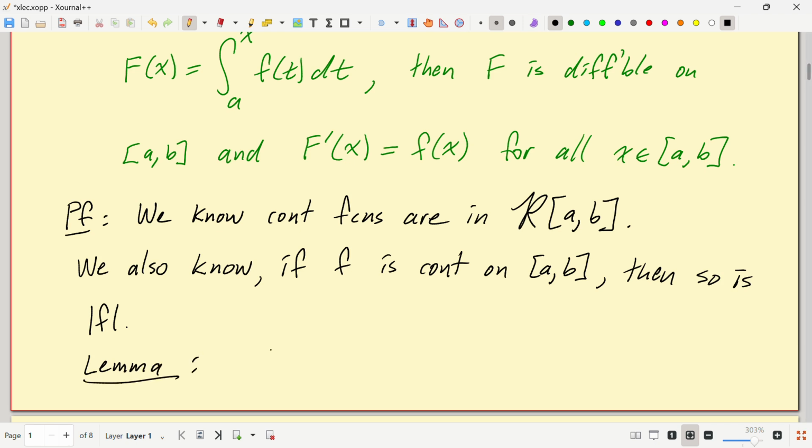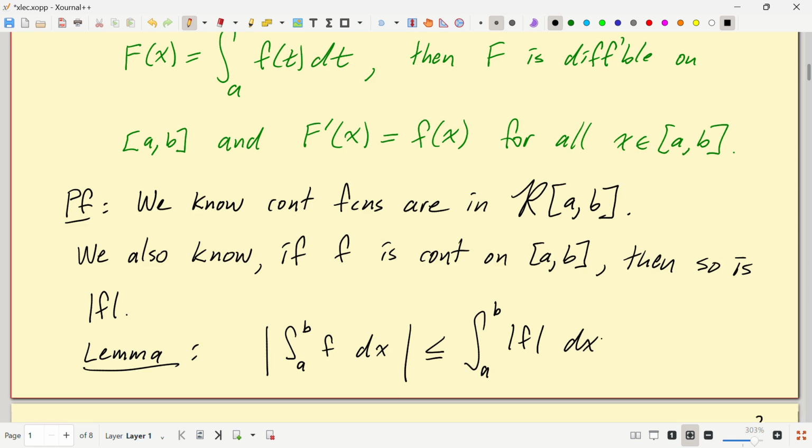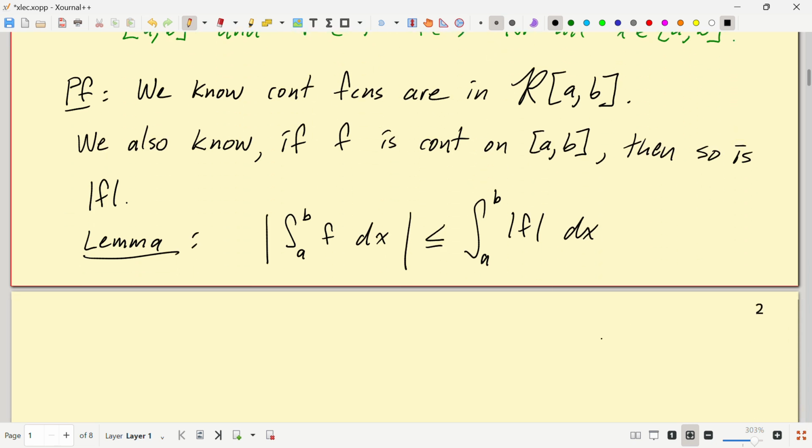The absolute value of the integral from a to b of f dx is less than or equal to the integral of the absolute value of f dx. That turns out to be an easy thing. So here's why.